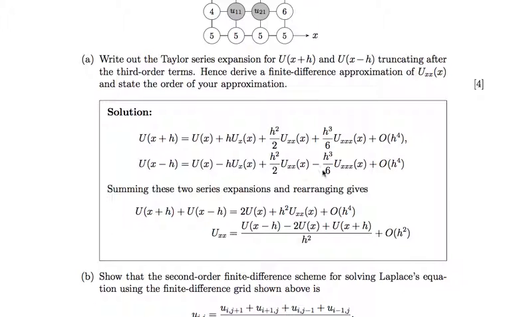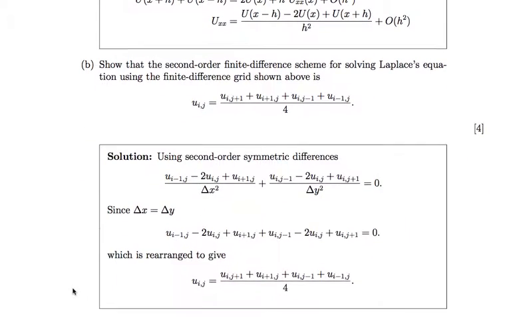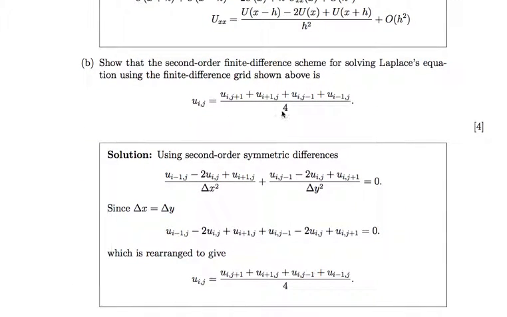Okay, to calculate the approximation for the second order derivative, what we can do is add both of these Taylor series expansions. What's going to happen is this third order derivative here is going to get cancelled out, as is this first order one. So the odd order terms, when you add these two together, are going to cancel out. If we add those together, then rearrange to make u_xx the subject, we get the second order symmetric difference.